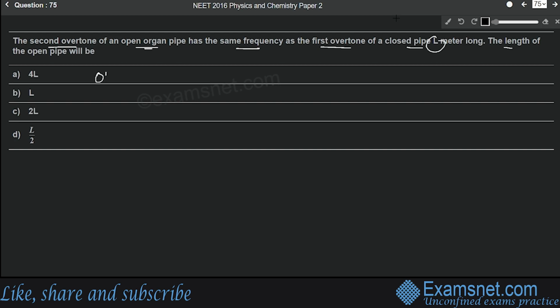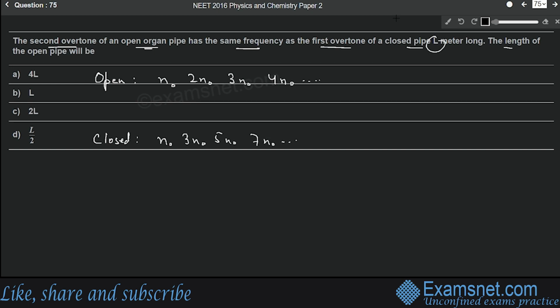So we know that for an open organ pipe, the frequency pattern is n0, 2n0, 3n0, 4n0 and so on. And for closed organ pipe, the frequency pattern is n0, 3n0, 5n0, 7n0, etc. That means there are odd numbers.